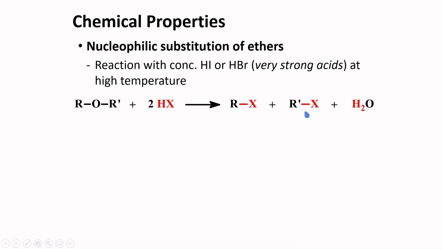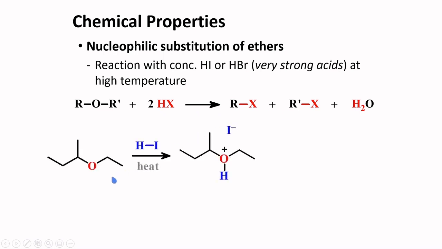For example, this ether, the preparation of which was described earlier, may react with hydrogen iodide. The oxygen atom will be protonated, and the iodide may form a bond with this R group, either via SN1 or SN2, to form this alkyl iodide and ethanol. Here, the departure of ethanol is favored because it is a weak base.